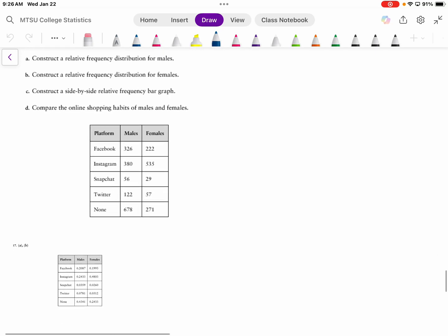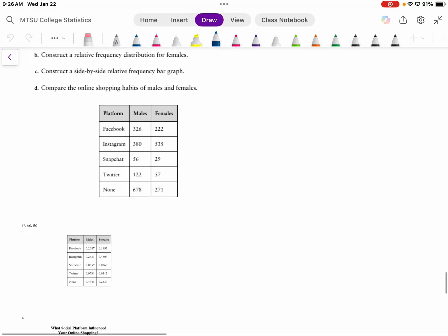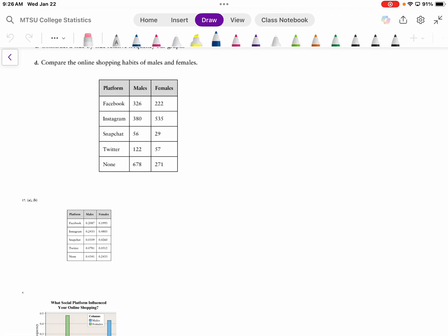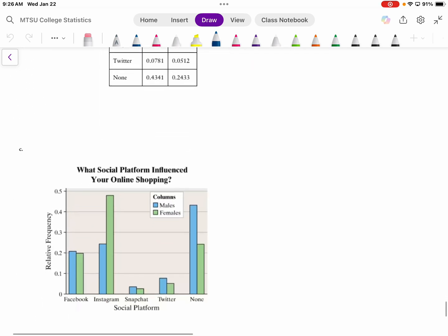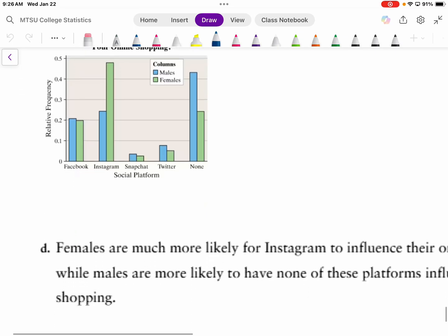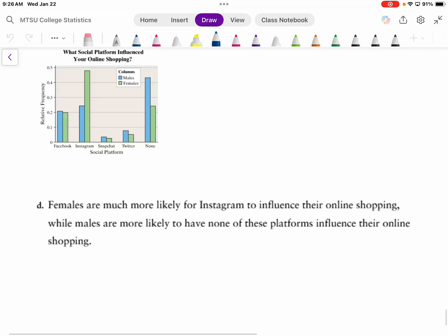All right, so on the video here, what I have is what the relative frequency table would look like for the males and females right there. And then what would the bar graph look like side by side? And again, you could have done this one as a horizontal bar graph if you wanted to. And then lastly, for answering the fourth part, this is one of the things you can say: females are more likely for Instagram to influence their online shopping, while males are more likely to have none of these platforms influence their online shopping.